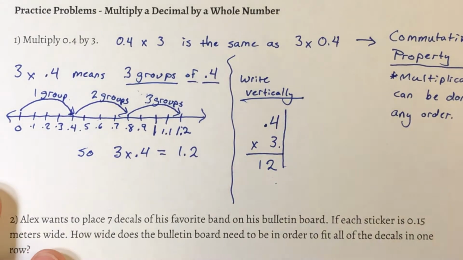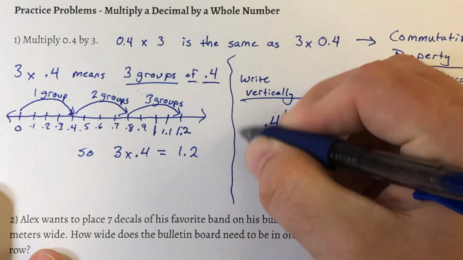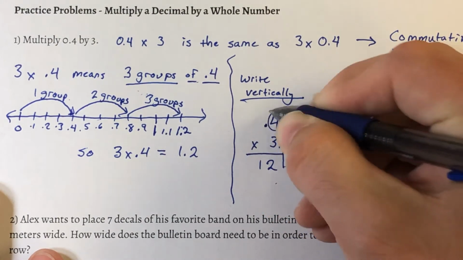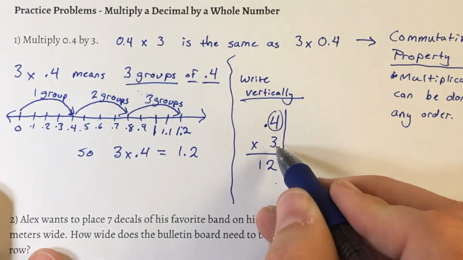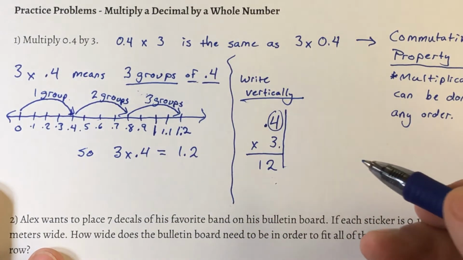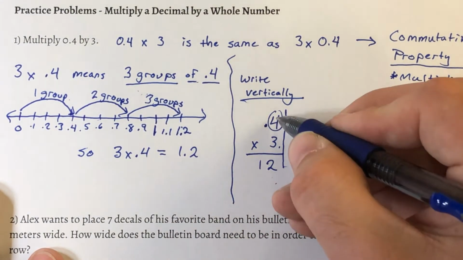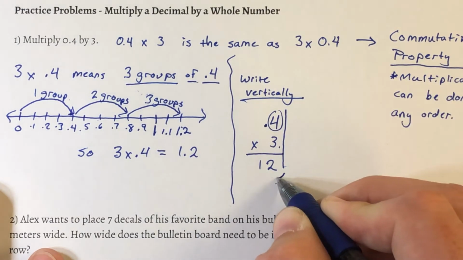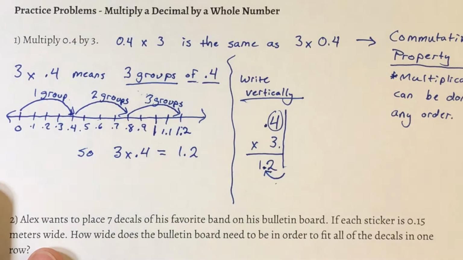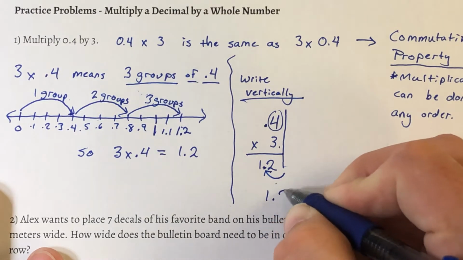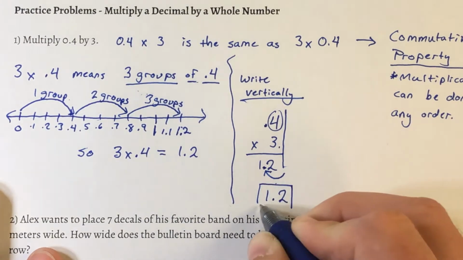You need to count how many numbers in the whole problem are behind a decimal. So I only have one number behind the decimal, the 4. The 3 is not behind a decimal, so I don't include it. So there's one number behind the decimal. So what am I going to do? I'm going to look at my answer and make sure that only one number is behind the decimal. So only the 2 in this case. So my answer is going to be 1.2, or 1 2/10.